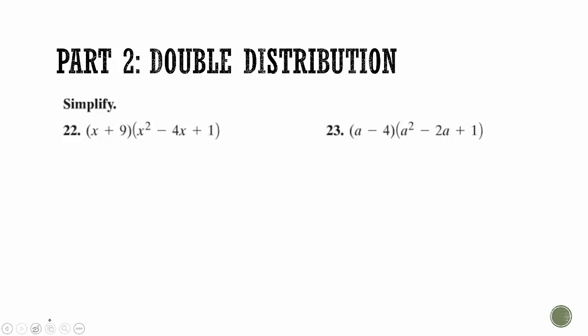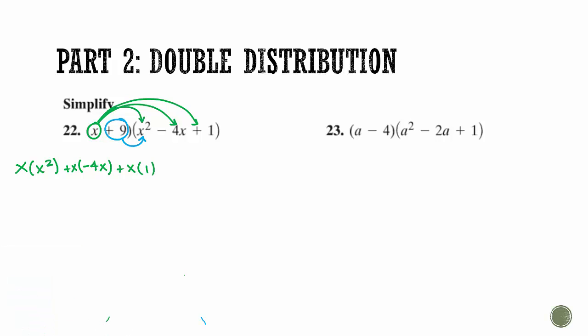All right, so they get a little harder, but the game is still distribution. This x needs to be distributed to everything inside these second parentheses. So we'll do it step by step. x needs to be multiplied by x squared. Then x needs to be multiplied by negative 4x. And then x needs to be multiplied by 1. So now the x has had a turn. Plus 9 gets a turn. So he needs to be multiplied by everyone as well.